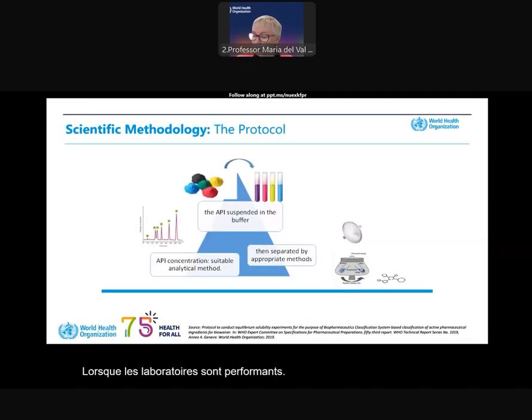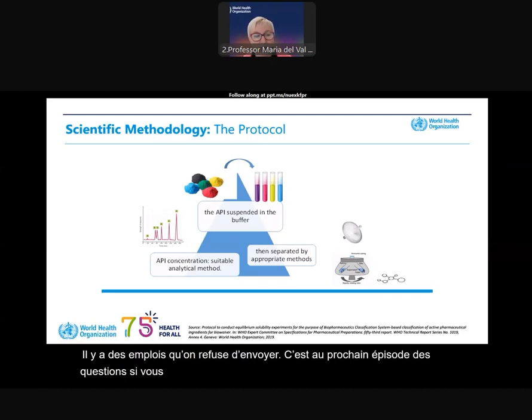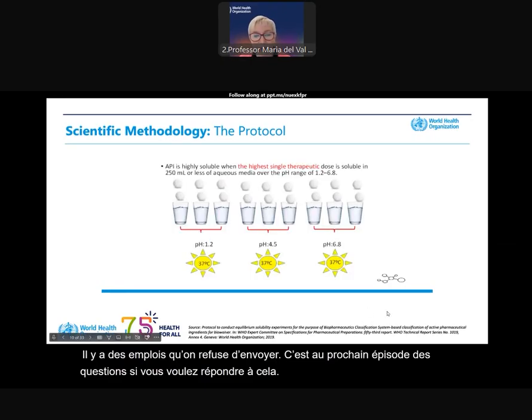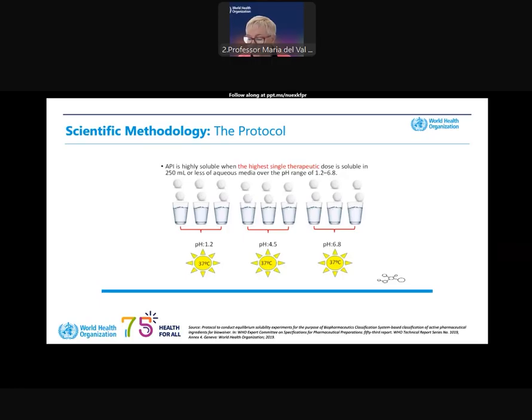So essentially, the idea is that the API sample has to be suspended in the adequate buffer that I will describe later, and after some time separated by appropriate methods. And then the API concentration should be measured using a suitable analytical method. This is briefly the idea. Next, Luther.